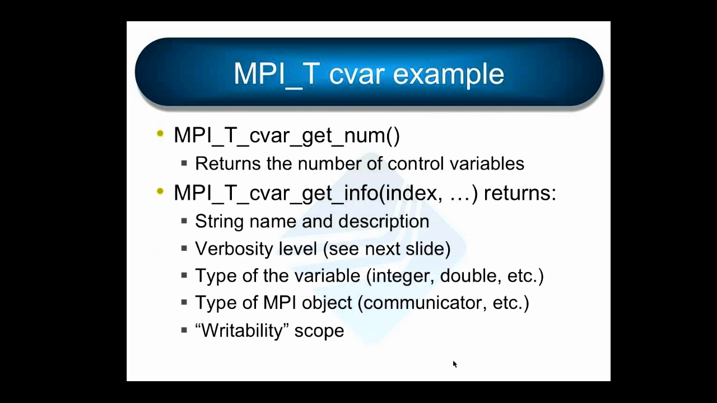But get_num just returns the number of control variables that there are. And then you say get_info, and you can loop over all of them and say, oh, get me the info for 0, for 1 and 2, and so on. And it gives you a whole bunch of information about each one of those variables. So the string name, the verbosity level, I'll talk about that in a second, the type of the variable, because like MPI, everything is typed, so there's integers and doubles and so on. The type of the object, so you can actually have control variables that are specific to a communicator, for example, or specific to a specific data type, or so on. And then the writability scope, which I'll describe in a minute too.